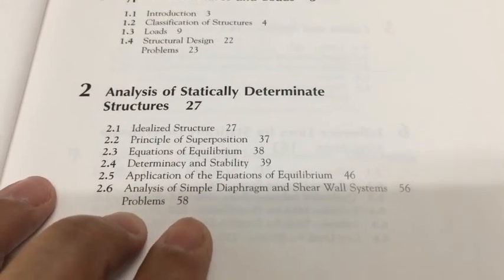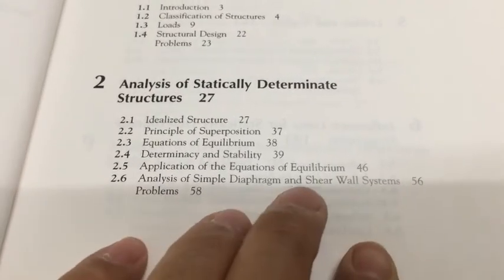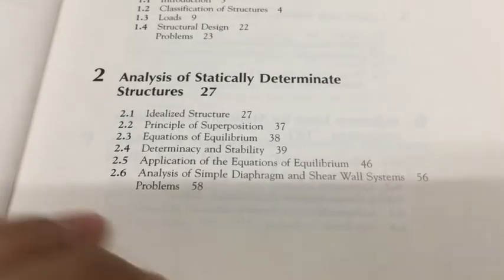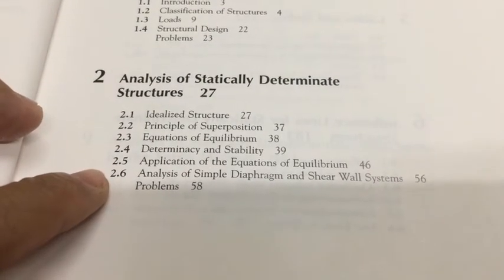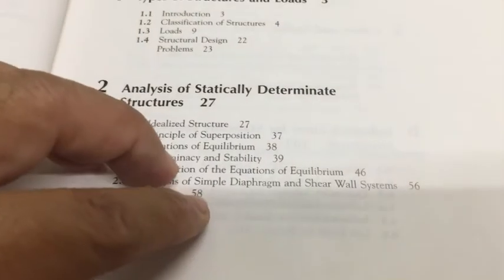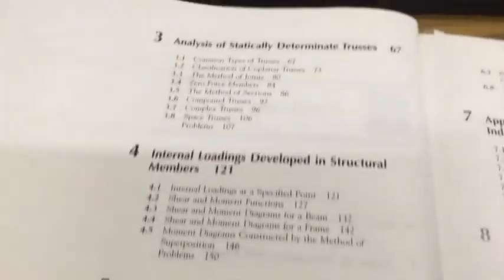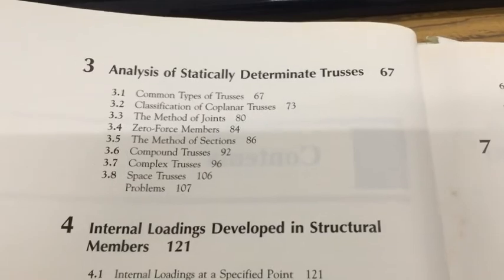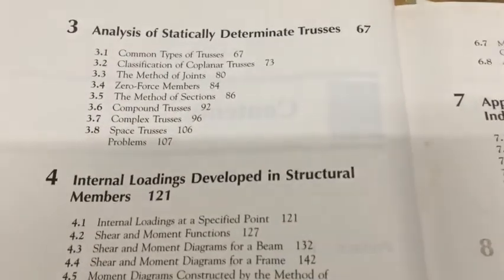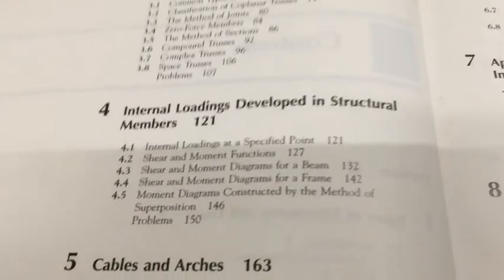And we will skip 2.6, the shear wall system. We are going to talk about it in another course. And then after that, we will apply what we have, the free body diagram and the equation of equilibrium, in chapter 3 and also chapter 4. Okay, that is the first part of this.